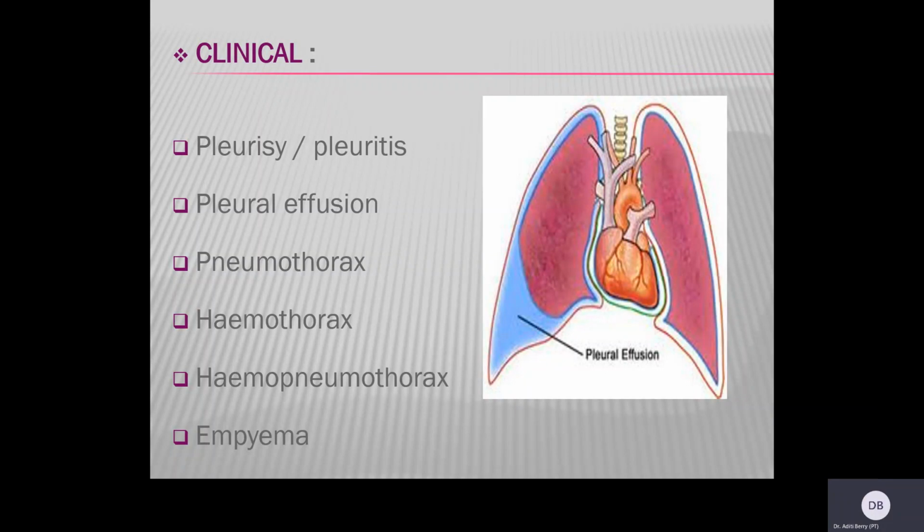Hemothorax is going to be a collection of blood. Hemopneumothorax is going to be a combination of blood and air in the pleural cavity, and empyema is going to be collection of the pus in the pleural cavity. So you all have studied about pleural cavity in your first year, but these are some of the clinical applications or the implications that you all need to know now. To understand the difference between effusion and empyema, pneumothorax and hemothorax.